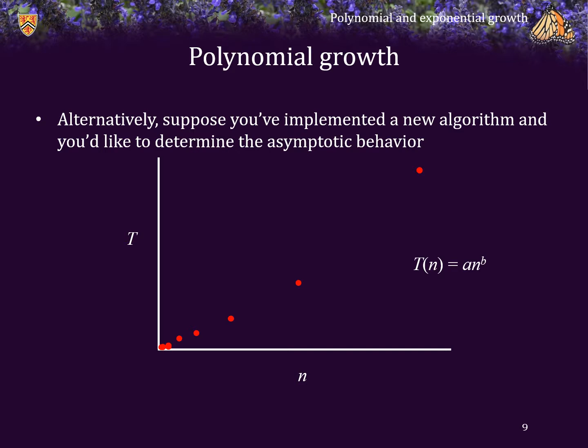The problem here, however, is a times n to the b is not of the form a times one function plus b times a different function. The unknowns a and b must both be found, and we cannot do it with linear regression as we have seen so far.